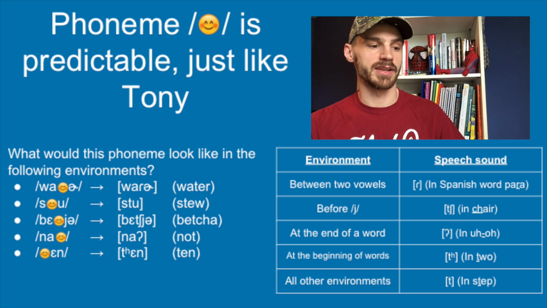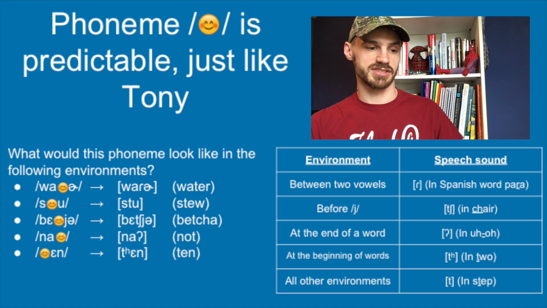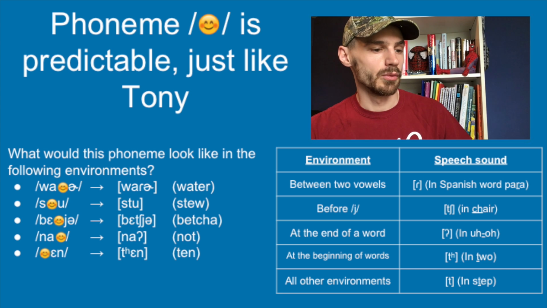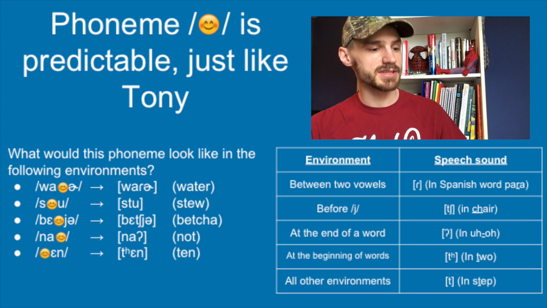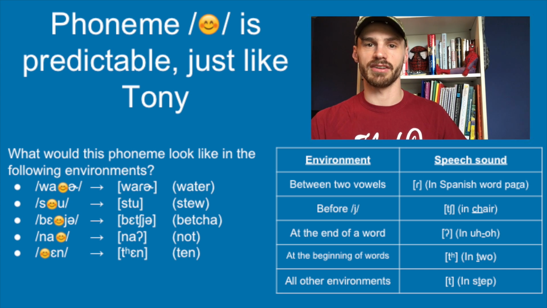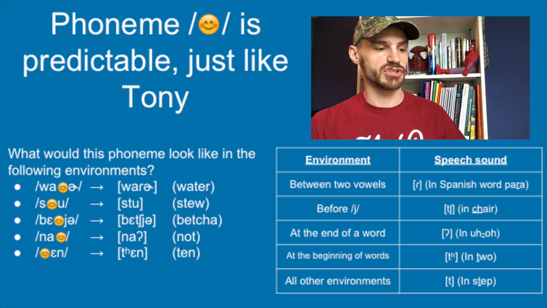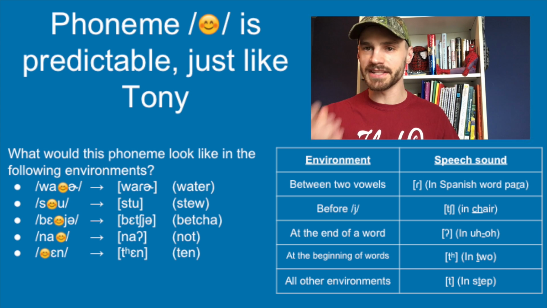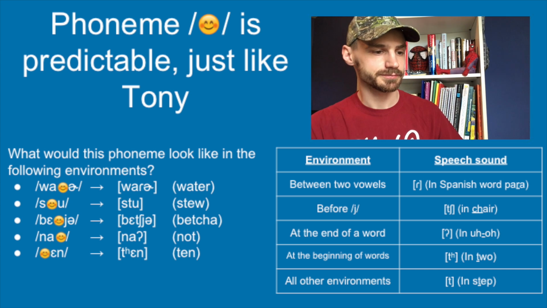In the environment where it follows an S and precedes a U, this T sound stays just the way it normally would. When it precedes a Y sound, it turns into kind of a CH, which is why we don't say "I bet ya" or "I bet you," we say "I betcha."